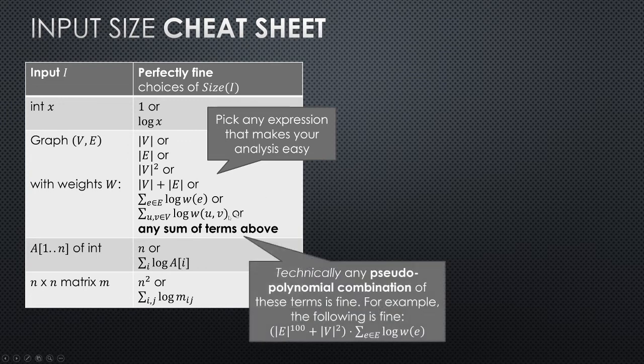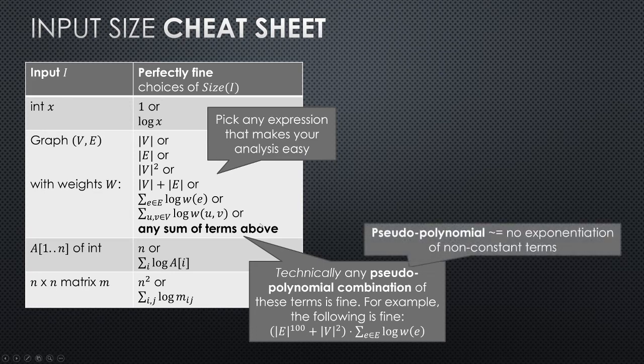In fact, you can do any pseudo-polynomial combination of these terms. What do I mean by pseudo-polynomial? I mean that there's no exponentiation of any terms except for constants. Okay, you can raise to the constant. You can't go 2 to the V. You can go V to the 2. That's fine, because 2 to the V would be exponentiating something that's not a constant. So you can't do any exponentiation unless what you're putting in the exponent is a constant. Okay. So any pseudo-polynomial combination of these terms is fine. For example, the following is fine for a graph.